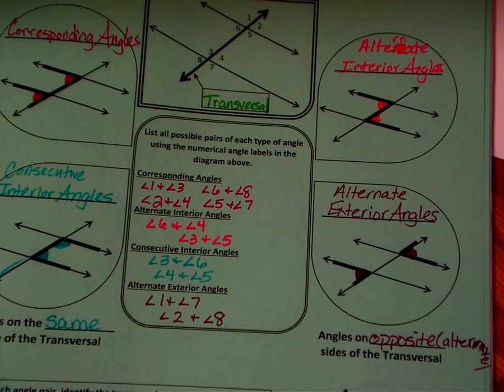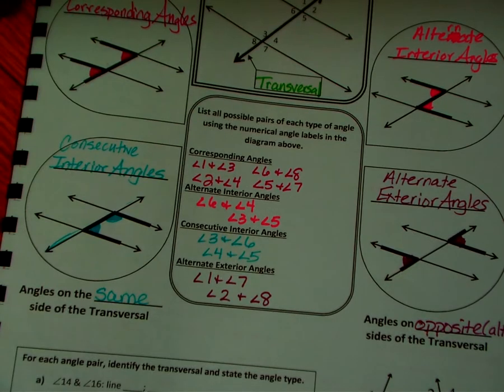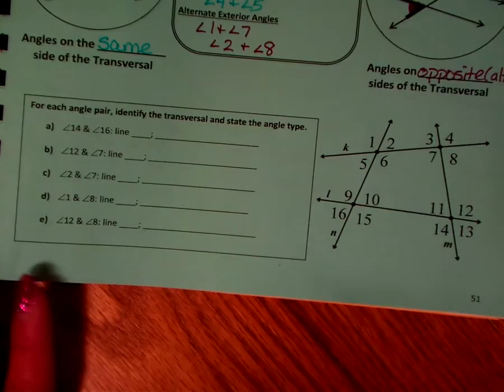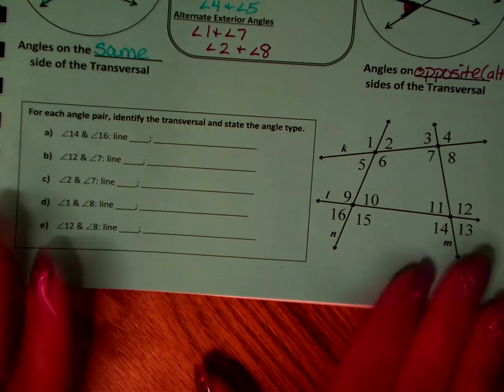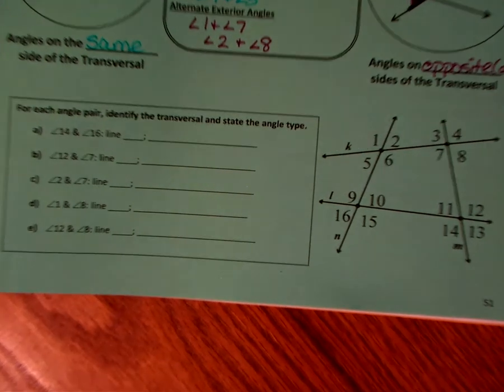Alternate, opposite sides of the transversal, or alternate is that other word, but I like opposite, but you can use whichever. Okay, so a transversal cutting through a set of lines. So let's look at this here. Let me zoom a little bit.